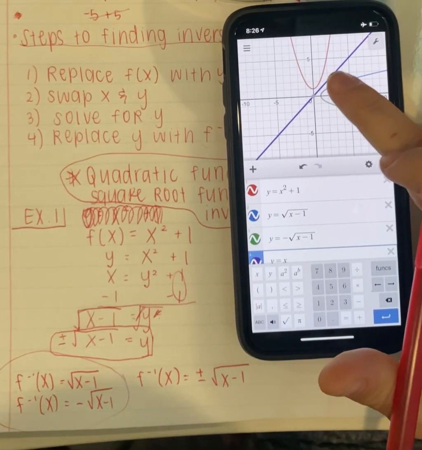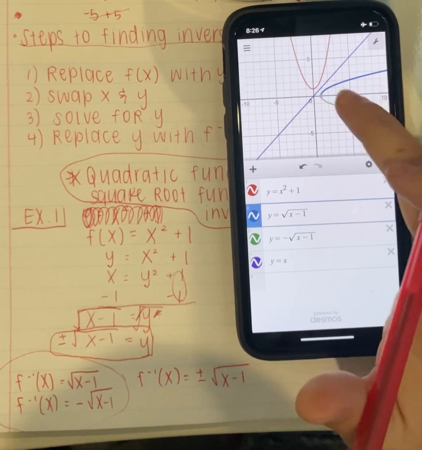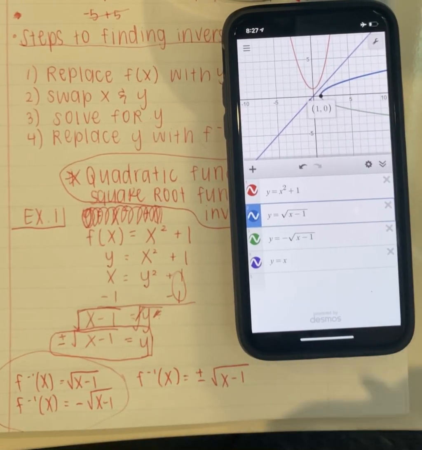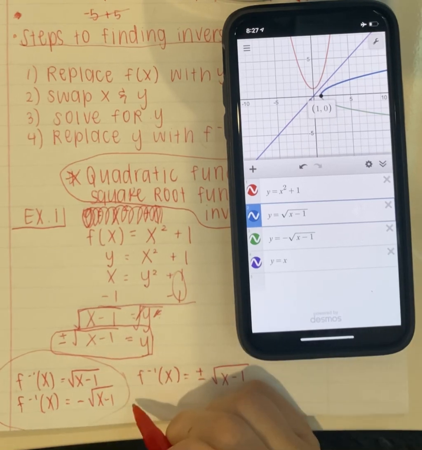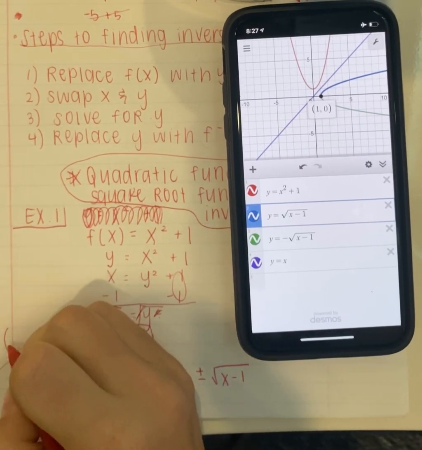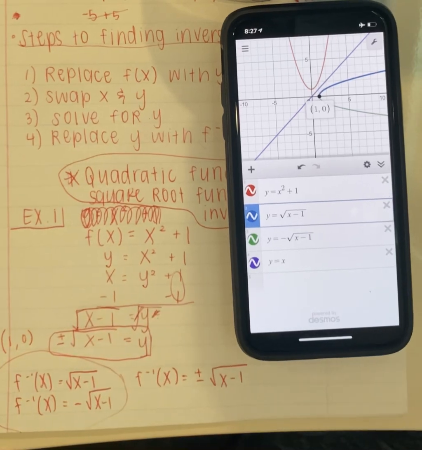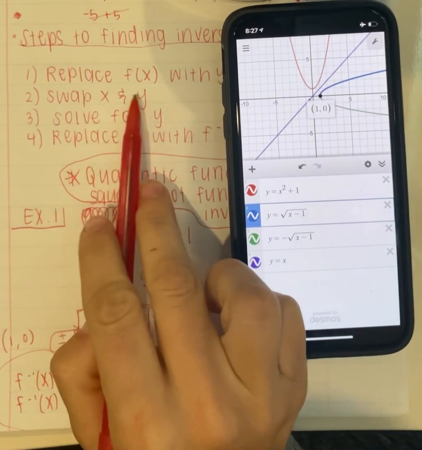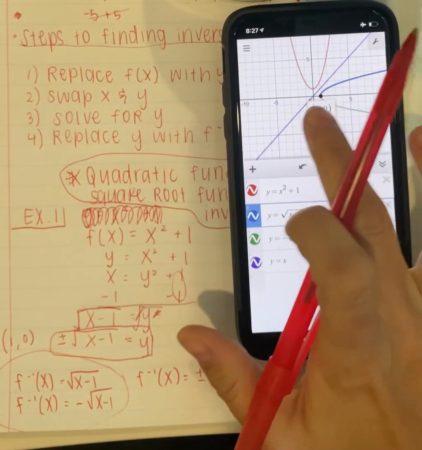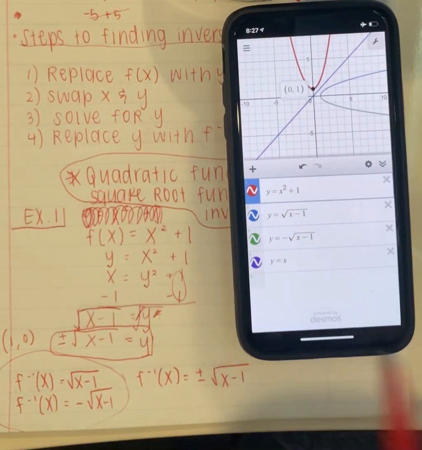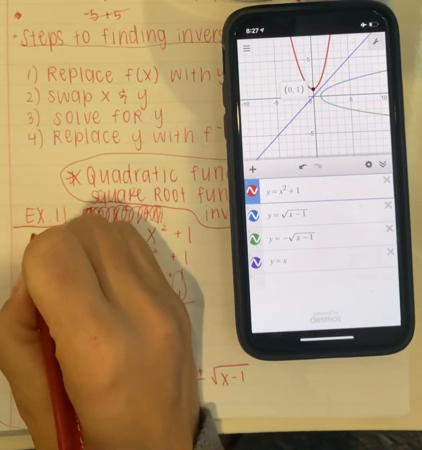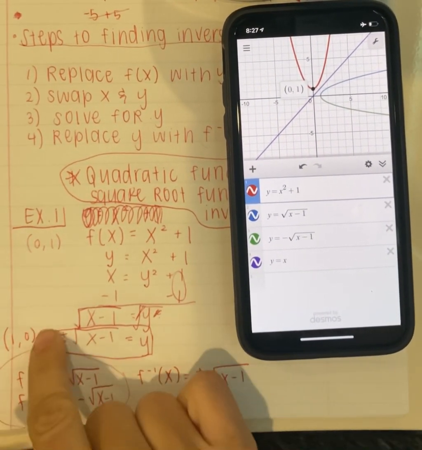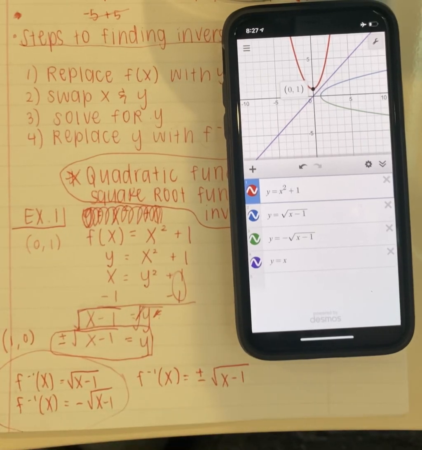Another thing you can notice, if we take this second one and find its vertex, the vertex of these two is 1, 0. So what do you think the opposite would be? We switched our x's and y's. So if you switch the x and y of your point, you would get 0, 1. Your x and y swapped places for your points as well.